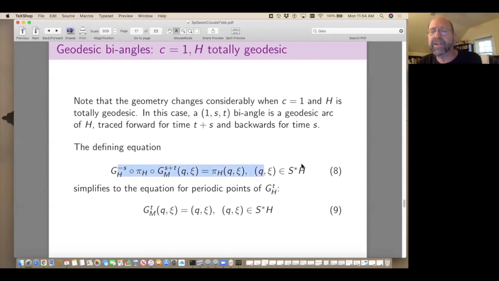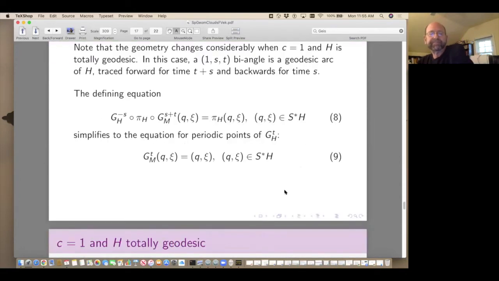And this defining equation becomes almost trivial when c equals 1 and H is totally geodesic. The S's all kind of cancel out. The covectors have to be tangent to H. And all you do for a biangle is you go out S units and you come back S units along a geodesic of H. That's when T equals 0. And for general T, you go out T plus S units and you come back S units. And in order to be a biangle, this has to close up. And so the S's cancel out, and so T has to be a period of the flow along H. So that's the kind of geometry which occurs.